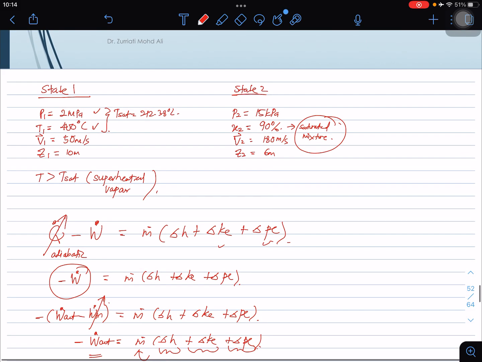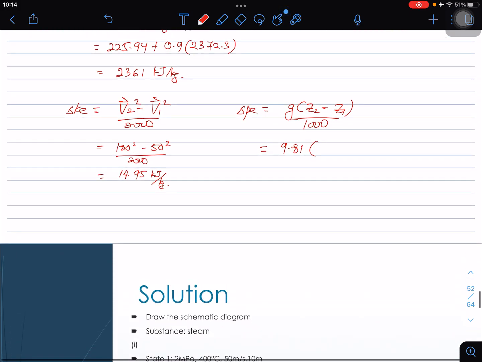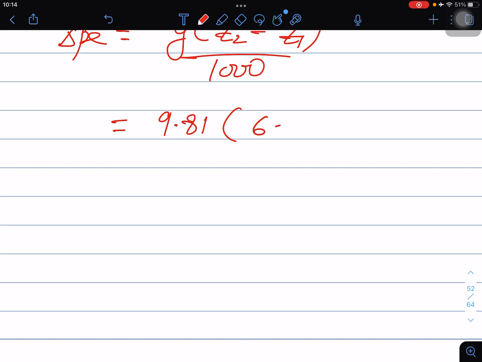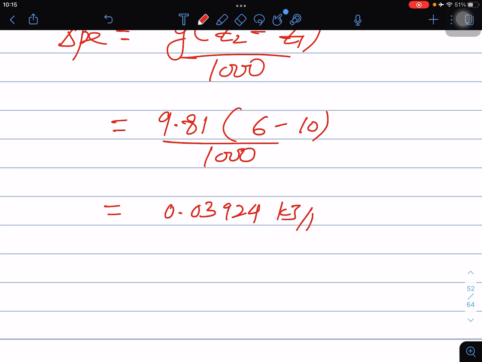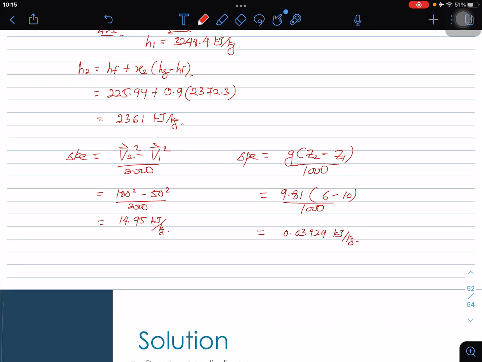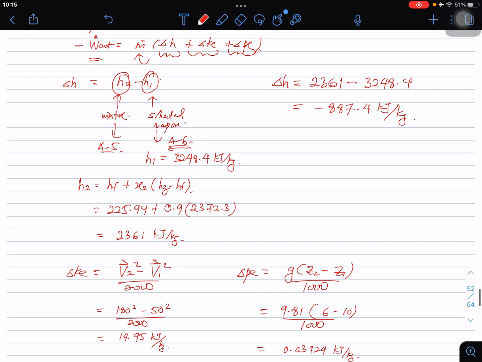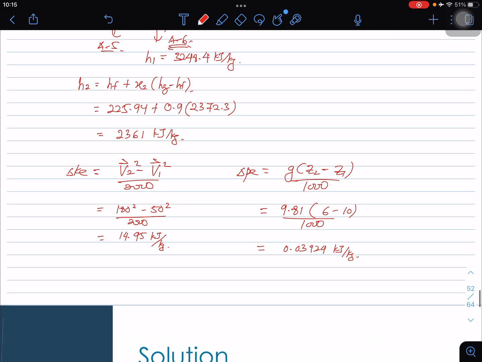So let's do one. Six minus 10 over 1000. So this produces a very small number, which is 0.03924 kilojoule per kg. Okay, so mark your answer. Check all of the units, whether this is correct or not.